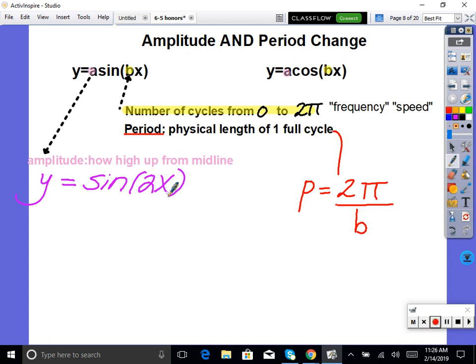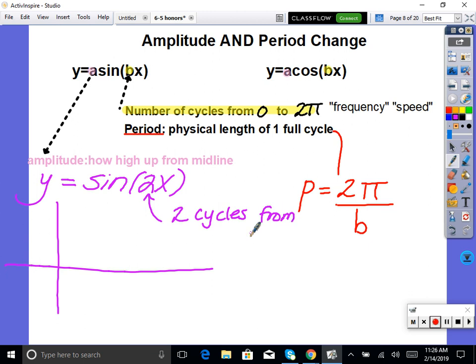Okay, so let's look at, for example, y equals sine of 2x. We see that we have a 2 in front. That literally says we have 2 cycles from 0 to 2 pi. Does everyone agree that that's what that formula says? So now, let's say right here is 2 pi.